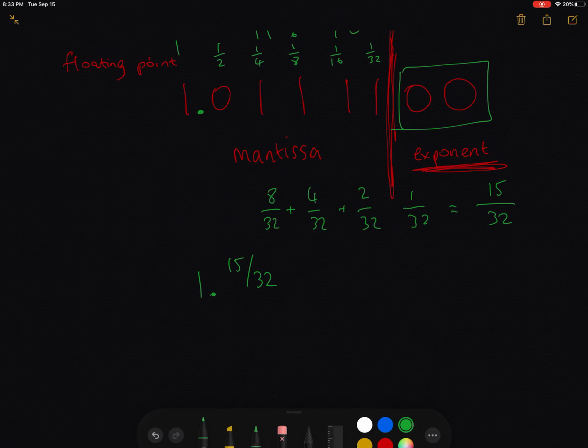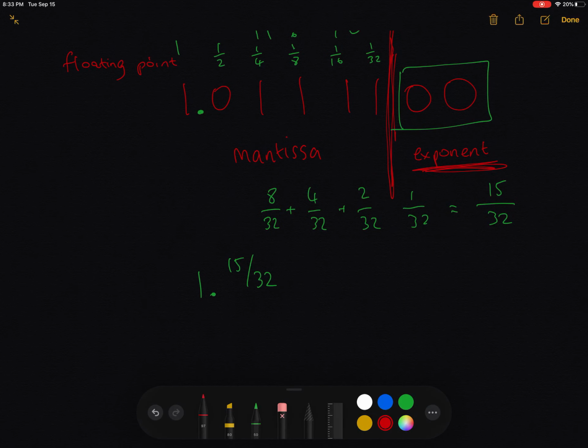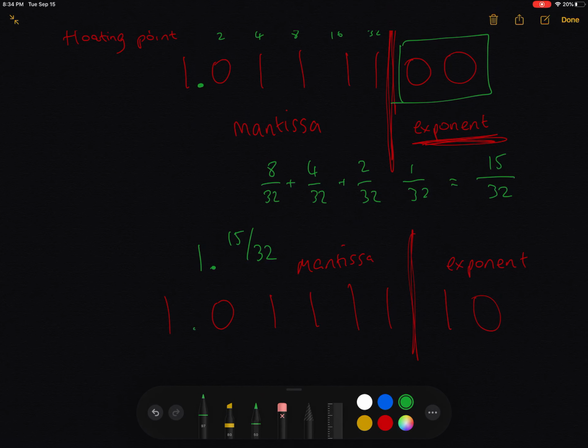Now let's have another go, but change it slightly. I'm going to write almost the same number: 1, 0, 1, 1, 1, 1. But this time we're going to put 1, 0 as our exponent. This is our mantissa. Again, I'm going to put my decimal place in green. Our decimal place is going to start here, but this time our exponent is 2.